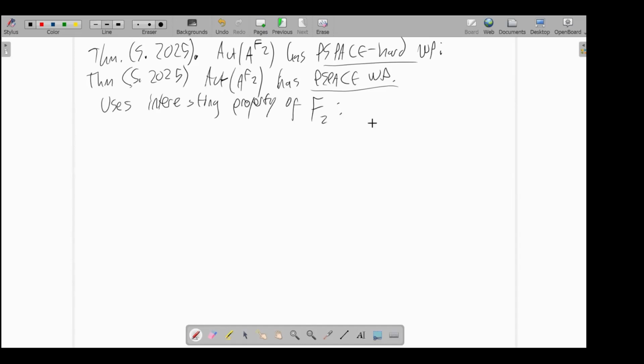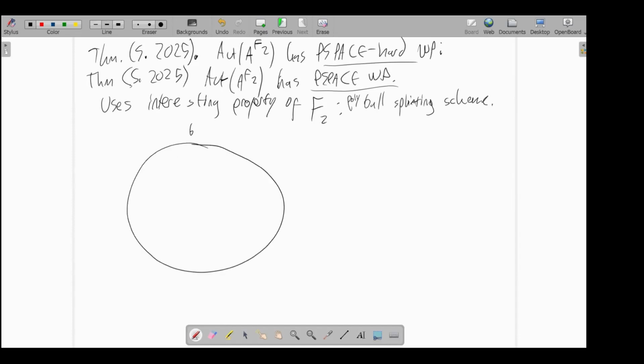So F2 has ball splitting schemes, polynomial ball splitting schemes. Maybe I will explain what that is, because maybe you guys find it interesting. I start with the ball of radius r, and then I want to split it in two by a set C.